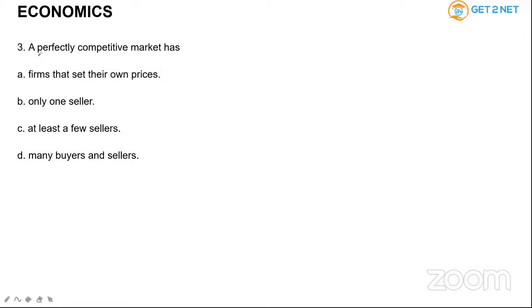A perfectly competitive market has firms set their own prices, only one seller, at least a few sellers, or many buyers and sellers. We are talking about a perfectly competitive market. Okay, Akanksha. Yes, absolutely correct. A perfectly competitive market has many buyers and sellers.